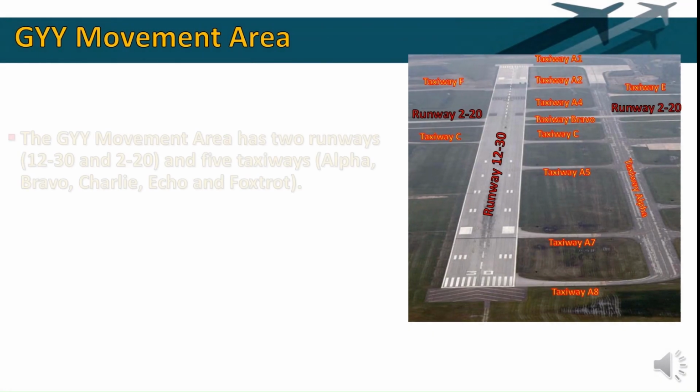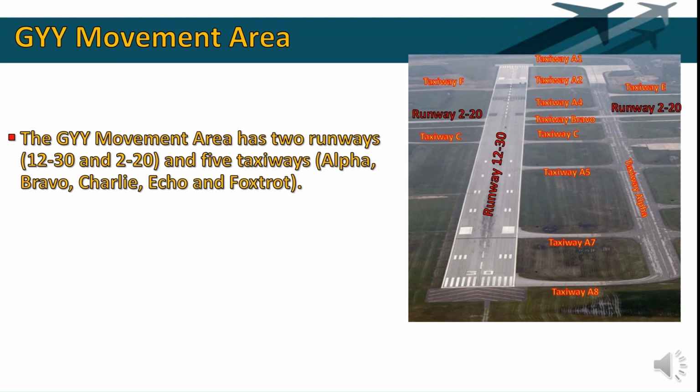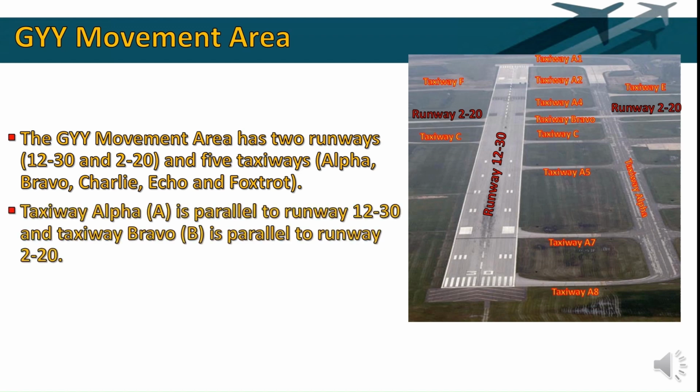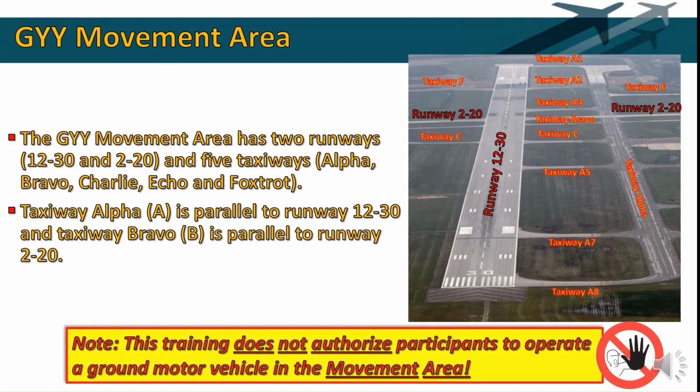Movement area. The GYY movement area has 2 runways, 12/30 and 2/20, and 5 taxiways, Alpha, Bravo, Charlie, Echo, and Foxtrot. Taxiway Alpha is parallel to runway 12/30, and taxiway Bravo is parallel to runway 2/20. This training does not authorize participants to operate a ground motor vehicle in the movement area. This is only for your reference to understand where you're at in relation to the airport.